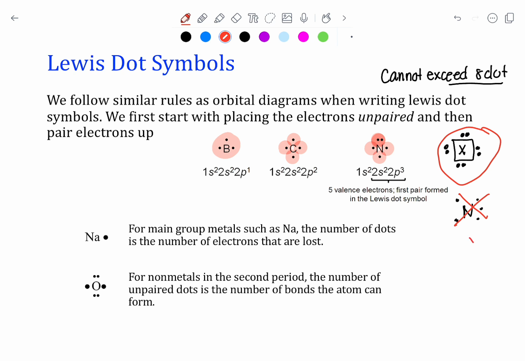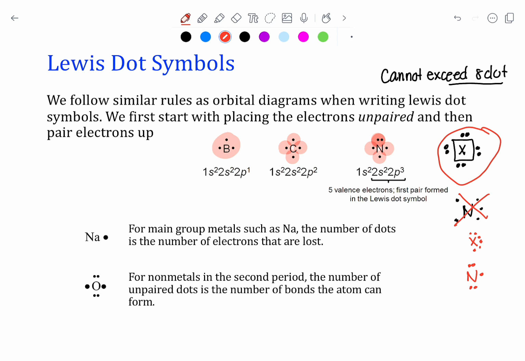Oftentimes I just see students putting their Lewis dots kind of like a circle around like that. We can't do that either. So for nitrogen we can't have like 2, 2, 2, and 2 and then a 1 randomly because there would still be one side that's unpaired.